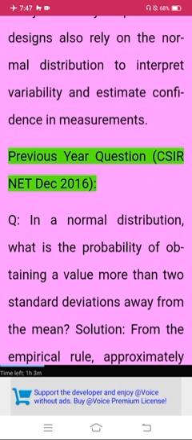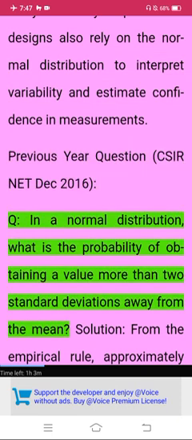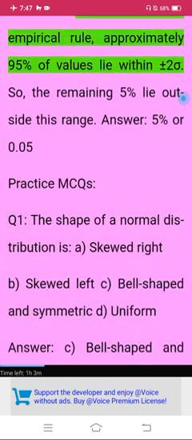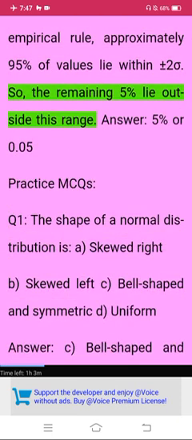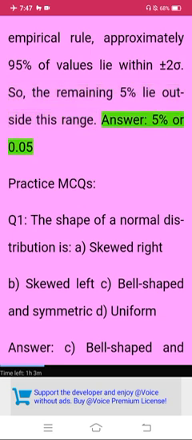Previous year question, CSIR-NET December 2016. Q. In a normal distribution, what is the probability of obtaining a value more than 2 standard deviations away from the mean? Solution. From the empirical rule, approximately 95% of values lie within plus or minus 2 sigma. So, the remaining 5% lie outside this range. Answer. 5% or 0.05.